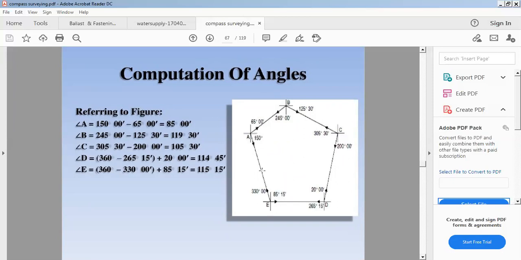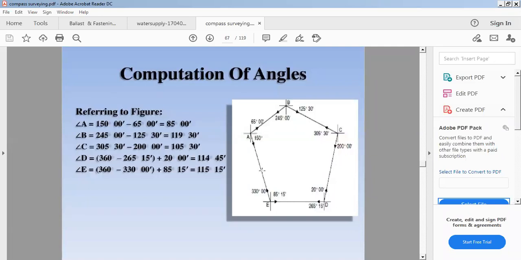Back bearing, yes. So we have already been given the forebearing. From the forebearing we calculate the back bearing. Okay, now we have forebearing and back bearing. From these two we will find the included angles. The formula for the angle is back bearing minus forebearing. That will be your angle.